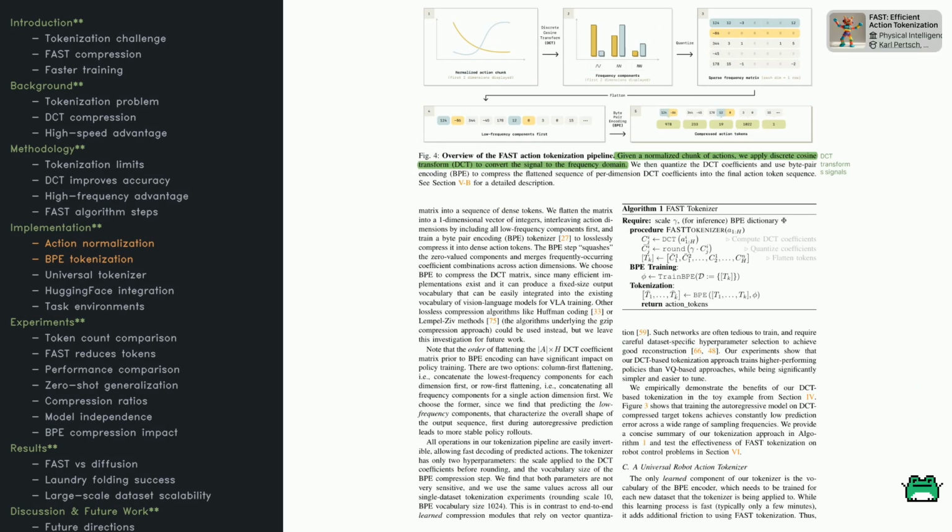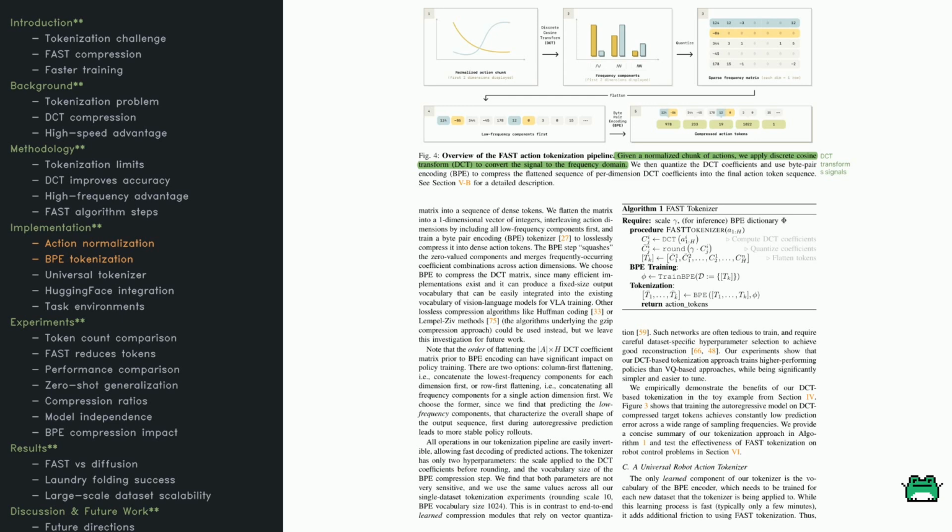Imagine you have a window of robot actions. First, everything gets normalized, so each dimension fits neatly into a fixed range. This way, the transformation works uniformly across different scenarios. Next, you apply the DCT to each dimension. This breaks the signals down into those frequency components we just talked about. Then comes quantization, where the continuous DCT coefficients get rounded off so they take up fewer bits.